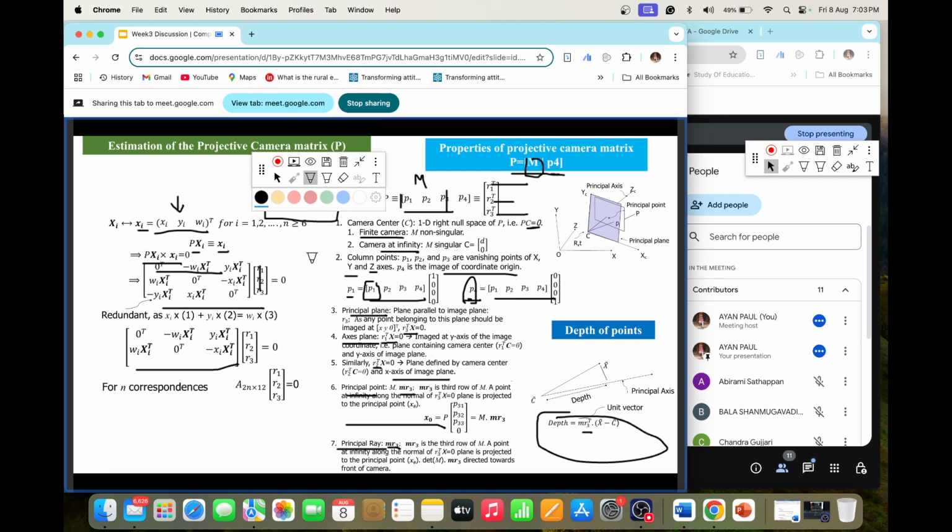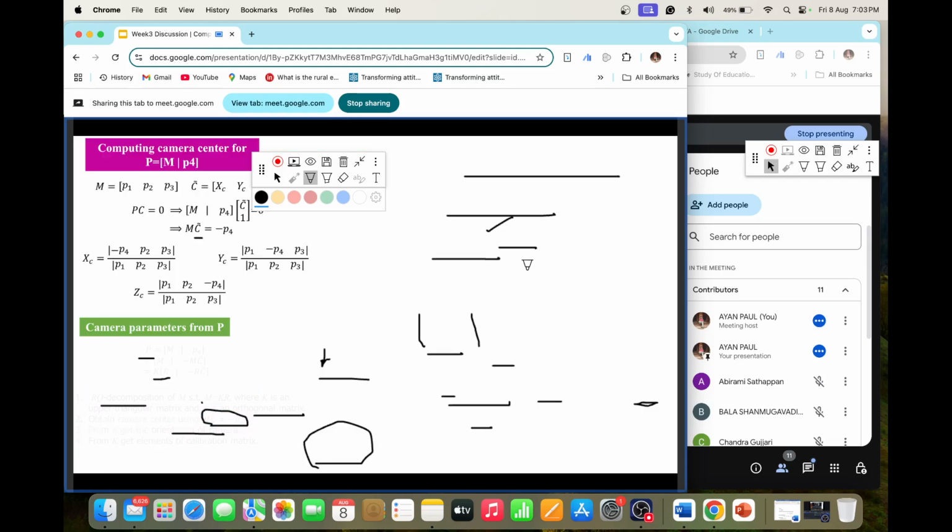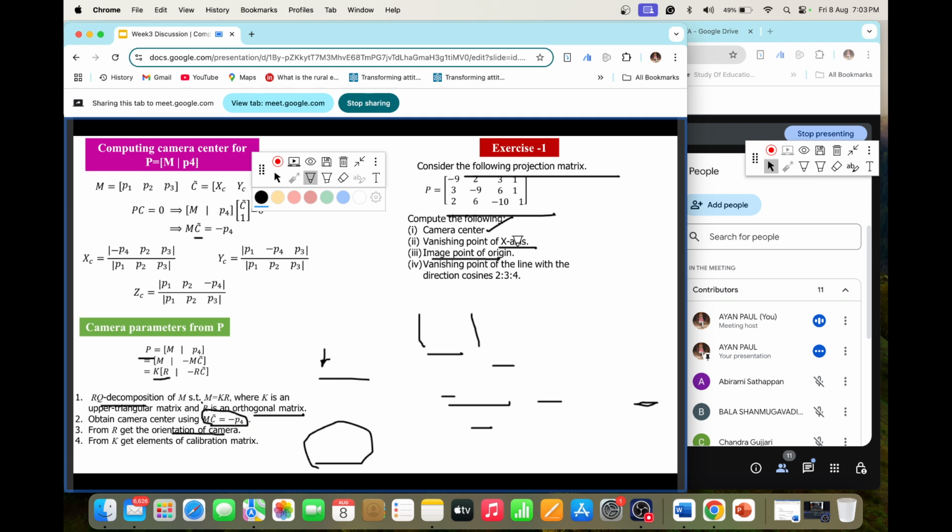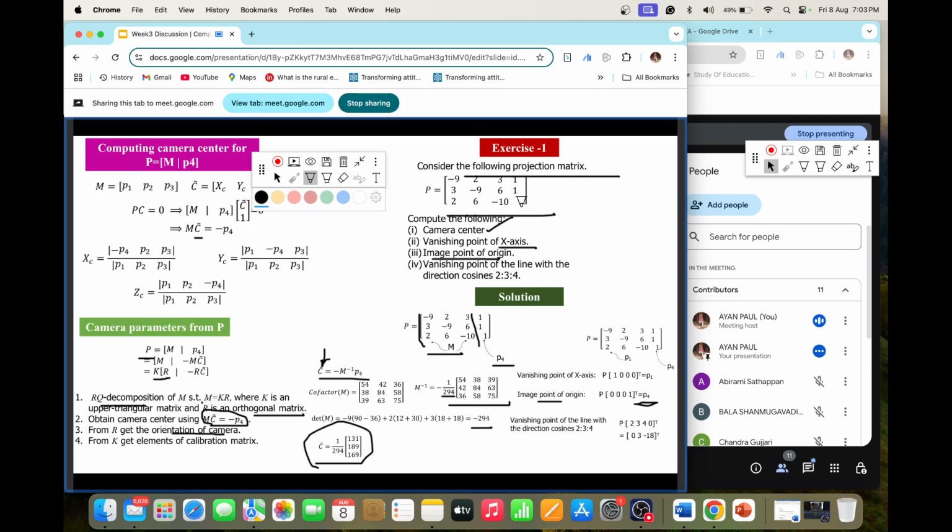Second property, this is the column point property. What I have told you: vanishing of the x-axis will be p1, vanishing of the y-axis will be p2, vanishing of the z-axis will be p3, and p4 is the image of the coordinate of the origin. Vanishing of the x-axis has been asked, so this is nothing but our p1, that is minus 932. What will be the image of the point of origin? That is nothing but p4, that is 1 1 1. So very easy, p1 and p4.